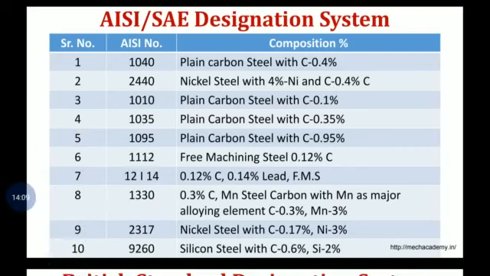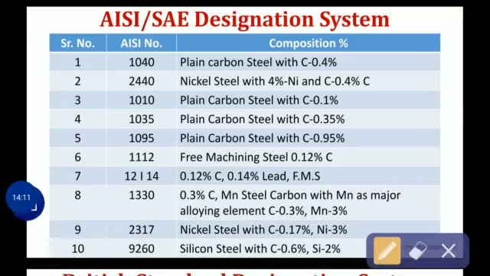So here you can see there are some examples. The first example is 1040. So what does 1 mean? Carbon steel. Now the second digit is 0, that is plain carbon steel with no alloying element, and divide the last two digits by 100, that is carbon is 0.4 percent. Correct.